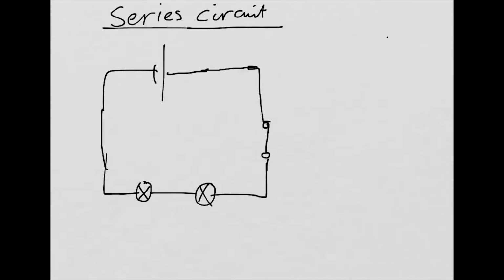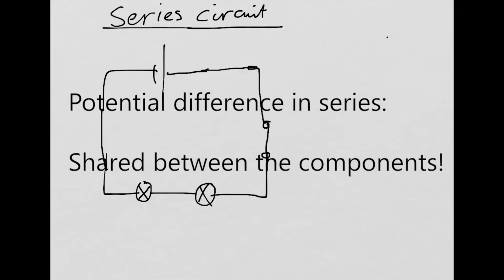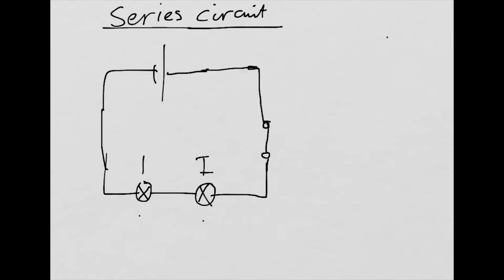Okay, so let's talk about the potential difference in a series circuit then. Potential difference, remember, is the amount of push or the amount of energy that we're going to give to the electrons that are flowing around the circuit. Now that energy needs to be shared between all of the components in the circuit. So the two components that we're going to share the energy between are the two bulbs here. We've got bulb 1 and bulb 2. I don't know why I've done Roman numerals, but I've done Roman numerals. So some of that energy will be given to bulb 1, and some of it will be given to bulb 2.